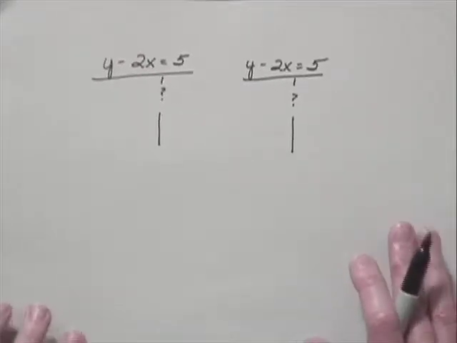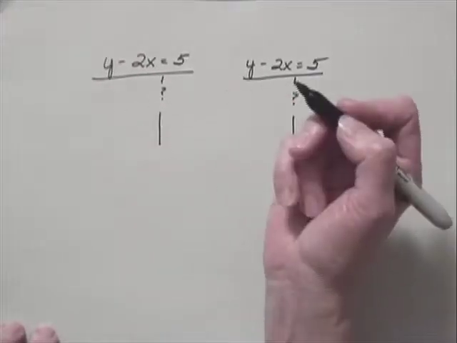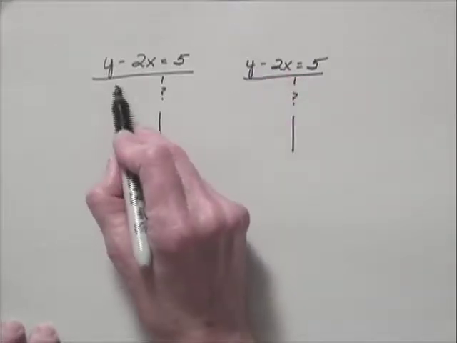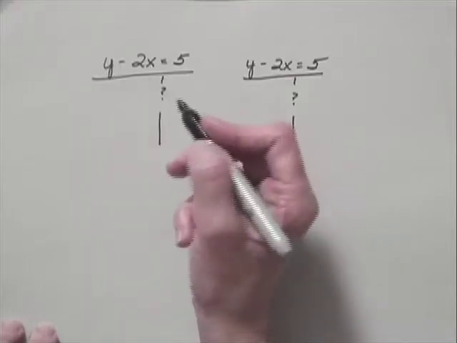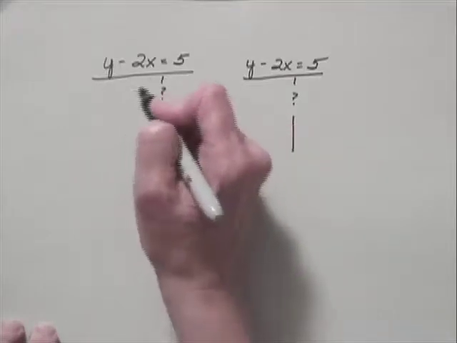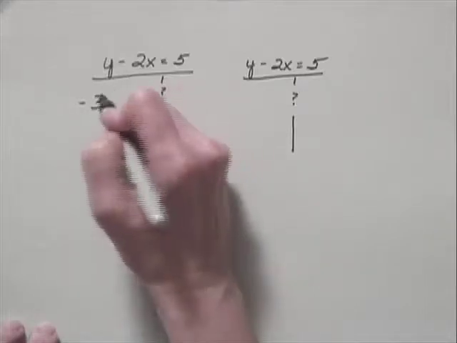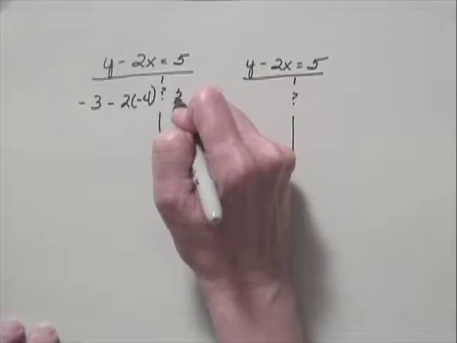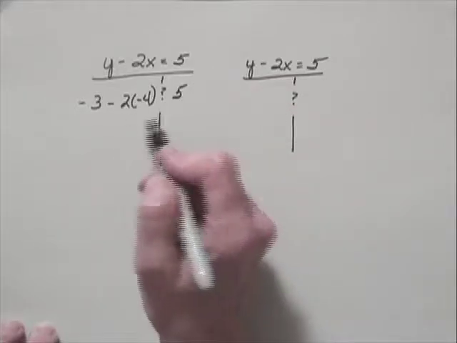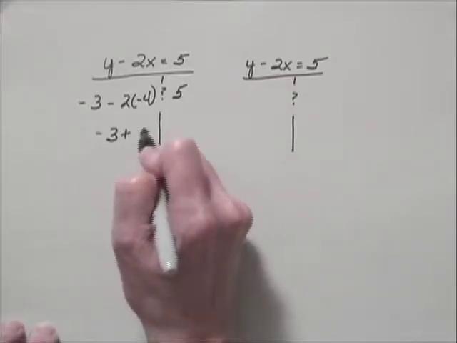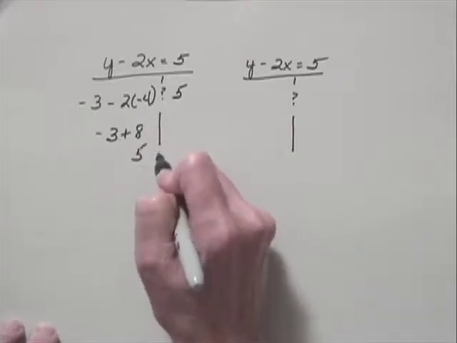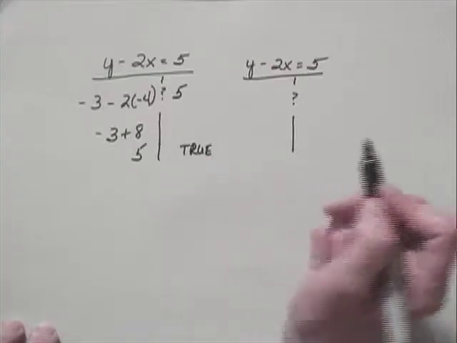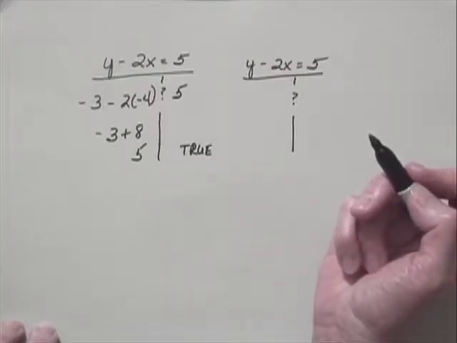Let's first of all show that the point (-4, -3) is a solution of the equation, and we'll do this by substituting -4 for x and -3 for y. Now, this equation is written with y before x, but we always substitute in alphabetical order. So we'll substitute -3 for y and -4 for x, and we're asking, is this equal to 5? I have -3 plus 8, and that is equal to 5. So this is true, and that shows us that the point (-4, -3) is a solution of the equation.